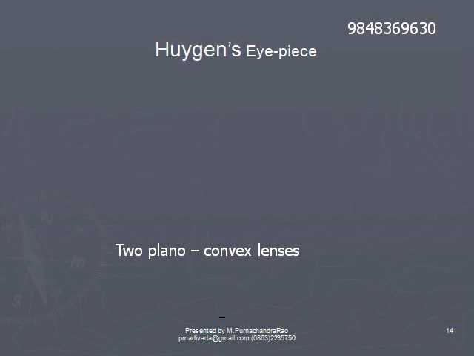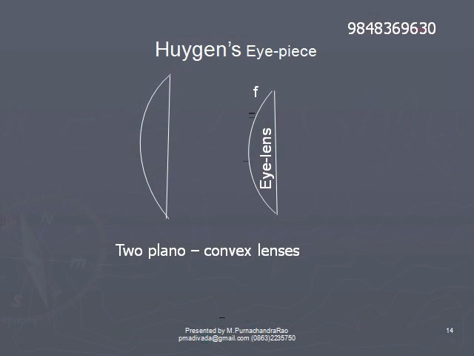Huygens eyepiece. First, let us study the construction of Huygens eyepiece. The Huygens eyepiece consists of two plano-convex lenses, but the focal lengths of these two lenses are different.